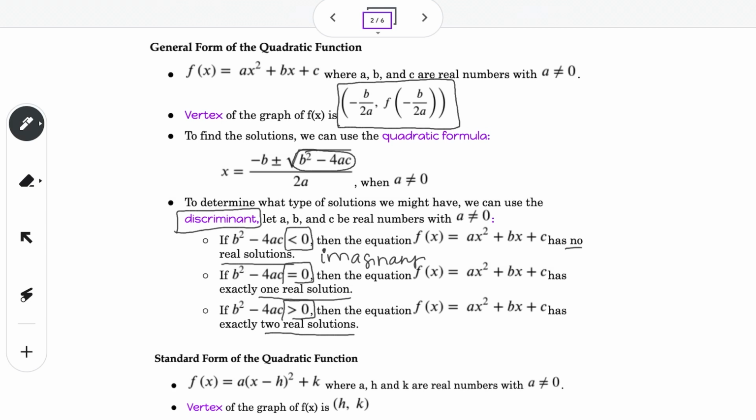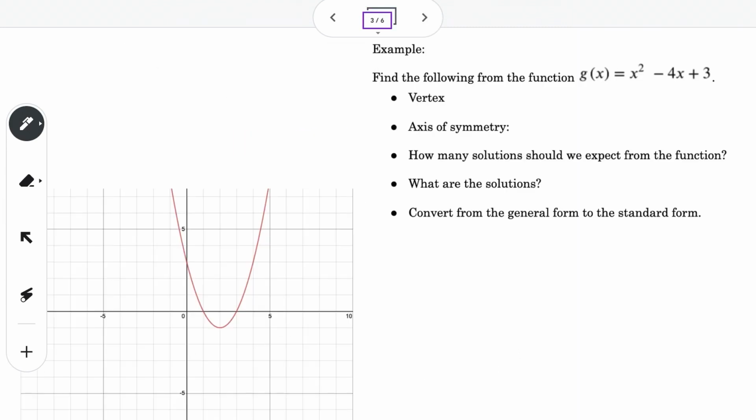And then the standard form is here, a times (x minus h) squared plus k. This is great because it certainly gives us the vertex of the graph by looking at h and k. So it gives us the vertex automatically when we put it into vertex form. So let's practice doing some of these things.